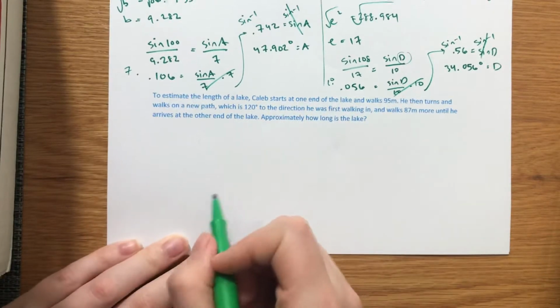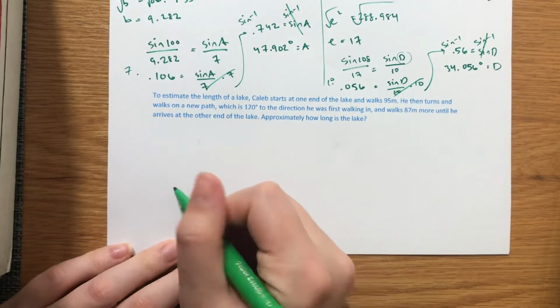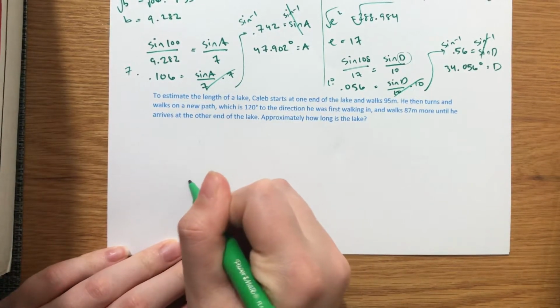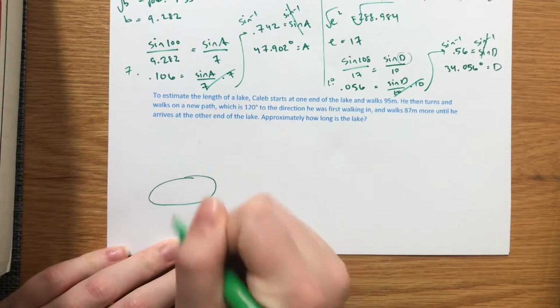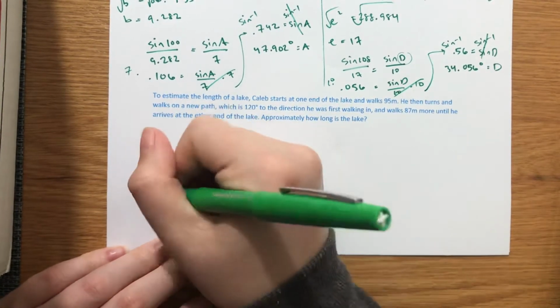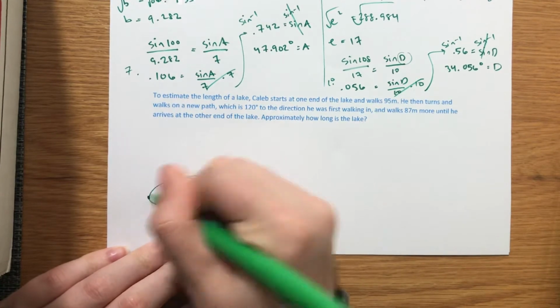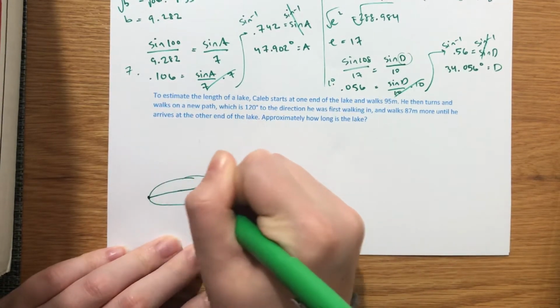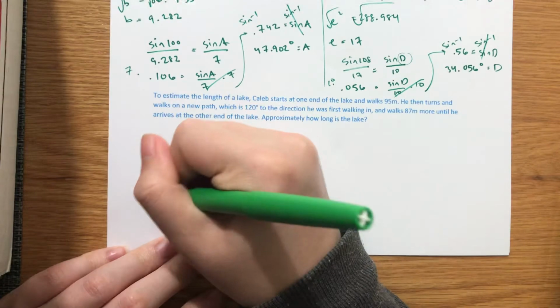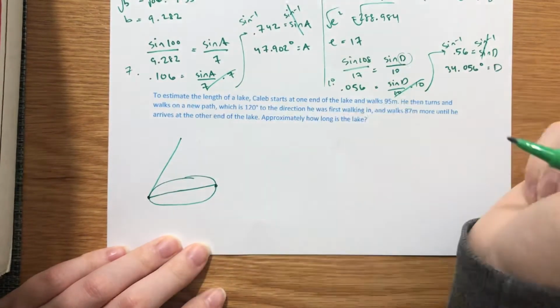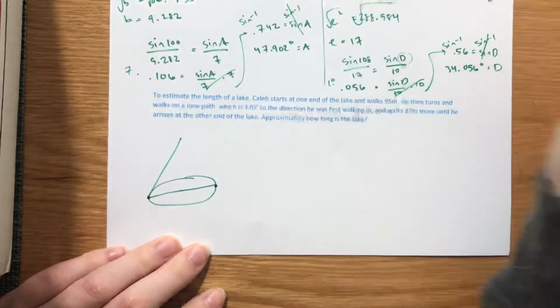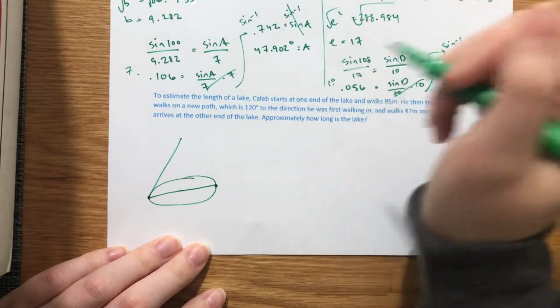So the way this is working is there's a lake. I'm just going to draw an oval. There's a lake. And so he wants to know how long it is. So from here to here, what's the length of the lake? So what he does is he walks like that. So the first length is 95 meters.